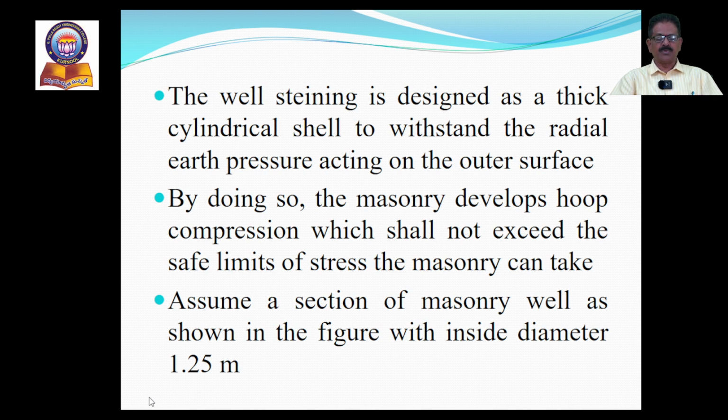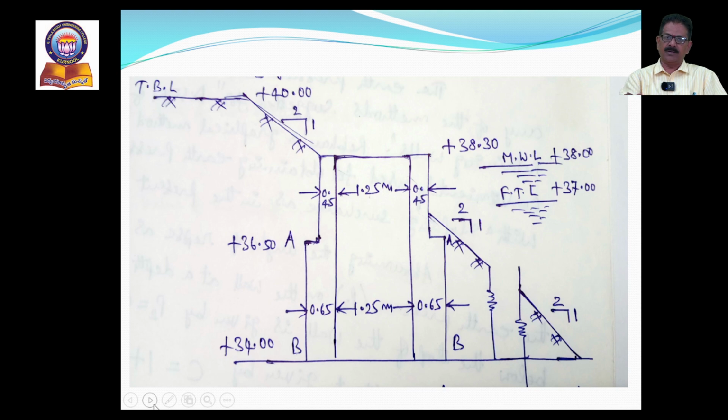Let us assume a section of masonry well as shown in the figure with the inside diameter of 1.25 meter. This diagram very clearly explains all the details pertaining to this present problem. Already we have selected one numerical problem for the design of this tank sluice. Accordingly, the dimensions are fixed. See, the bottom of the well is at plus 34 meters level.